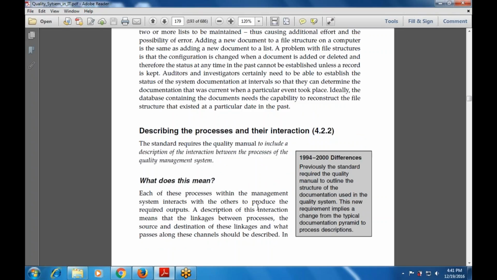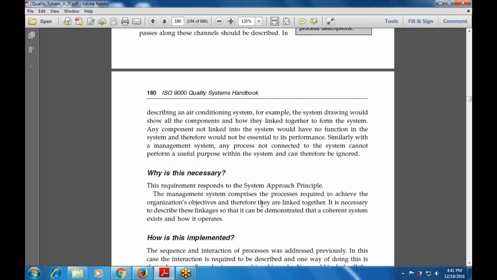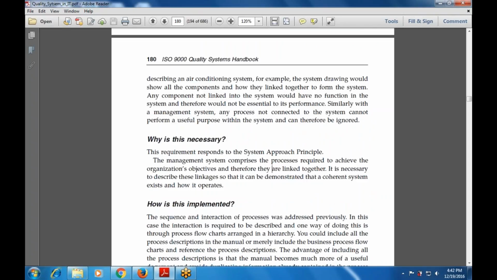Now, what does this mean? So this leads to the quality management system. This leads to how the system interacts with others to produce the required output. And the description of this interaction means that the linkages between the processes, the source and destination of these linkages, and what is being passed along these channels should also be described. And this responds to the system approach principle that achieves the organization objective, and they are linked together to demonstrate a coherent system.